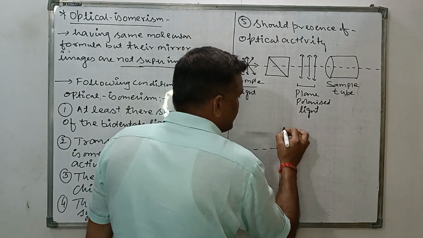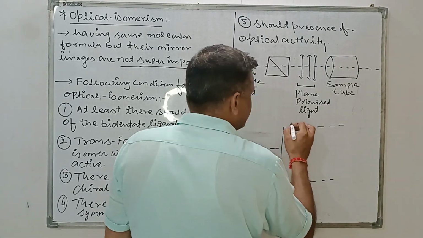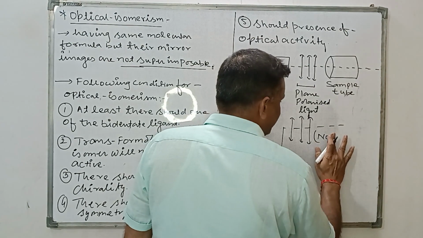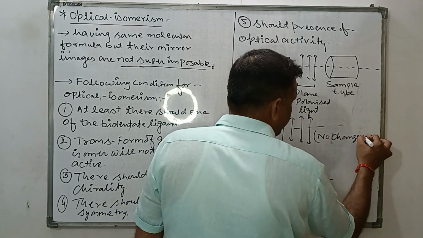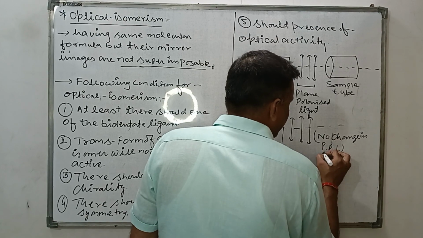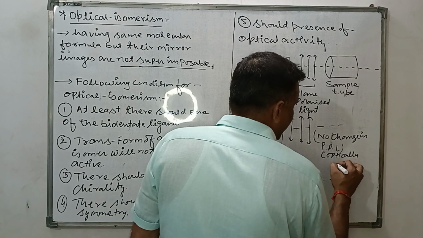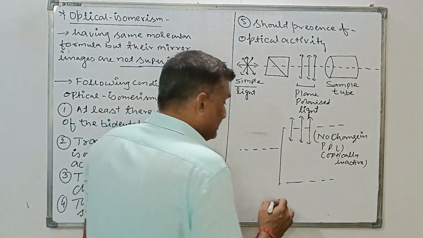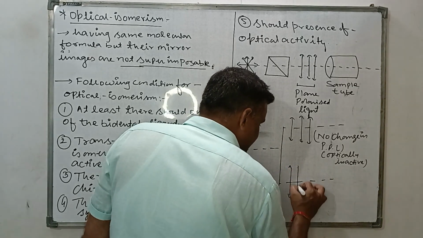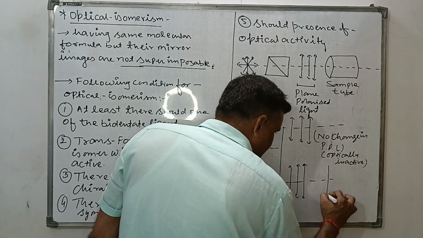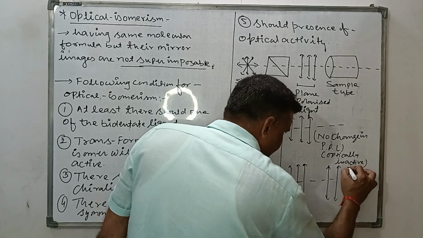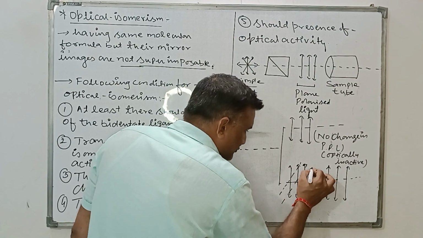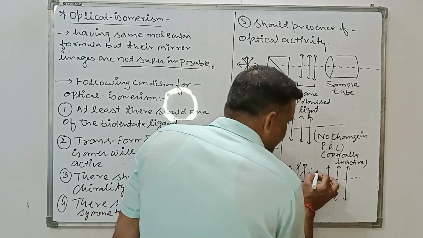Listen to me carefully, it's too important. There are two conditions. First, no change in PPL, plane polarized light. If there is no change in PPL then that compound is totally optically inactive, and no optical isomerism will exist in it. But if there is a change, either as follows or like this, these are the two conditions. The light may rotate as follows. The compound you have taken in the sample tube rotates the light, something like this or something like this.